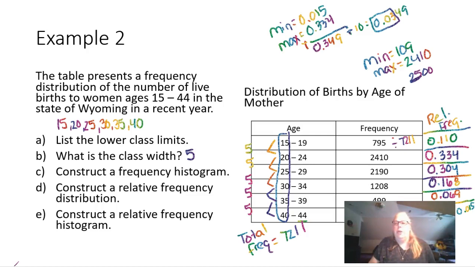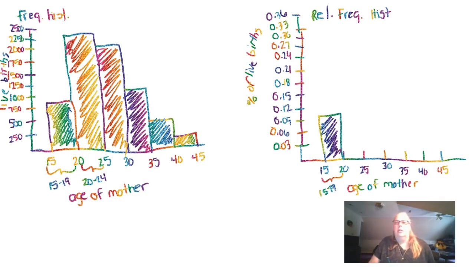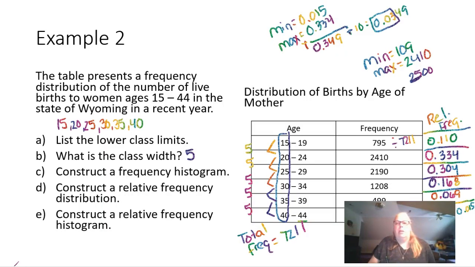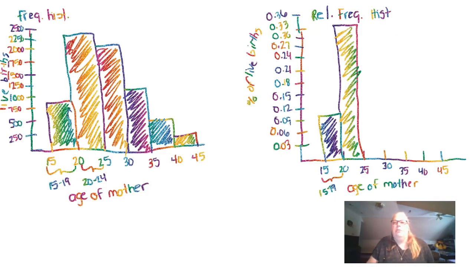All right, for our 20 to 24-year-olds, we have 0.334. That's going to take us up here above the 0.33, just barely. And we'll extend it across here to the 25 and bring it down. And then we'll color this bar in. The 25 to 29-year-olds, this is 0.304. That's going to fall in here between 0.30 and 0.33. So we're going to extend this one across and then drop it down to 30. And color this bar in.